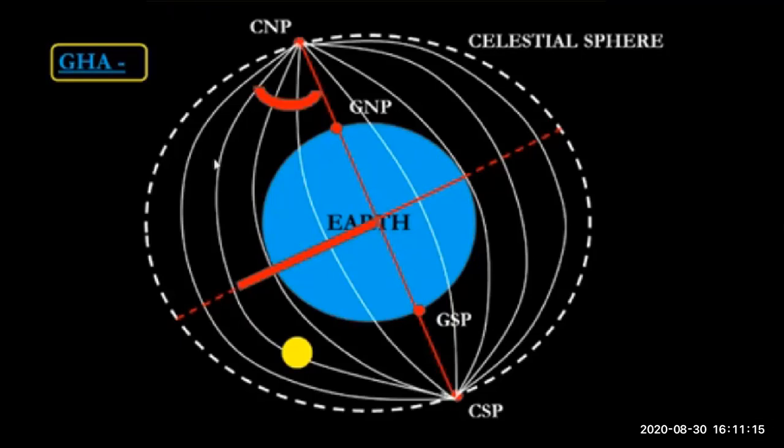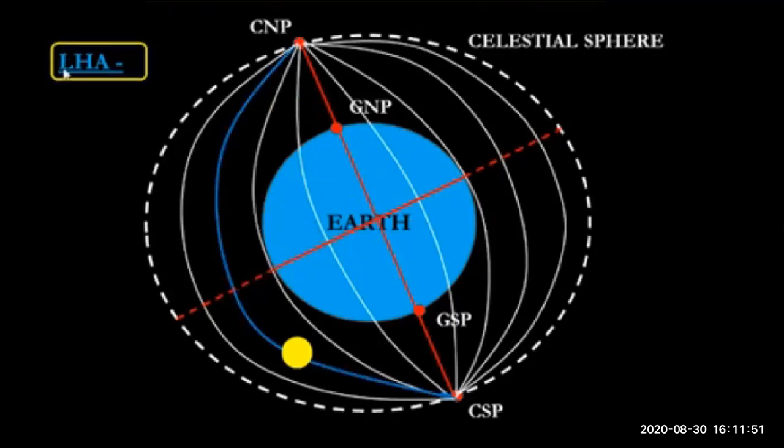So Greenwich hour angle or GHA is the arc at the equinoctial, very simple, or the angle at the poles contained between the Greenwich celestial meridian and the celestial meridian passing through the body, measured westwards. So it's very simple and no need to remember the definition. And you can make it with the figure.